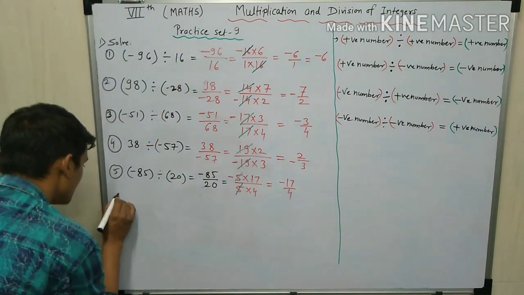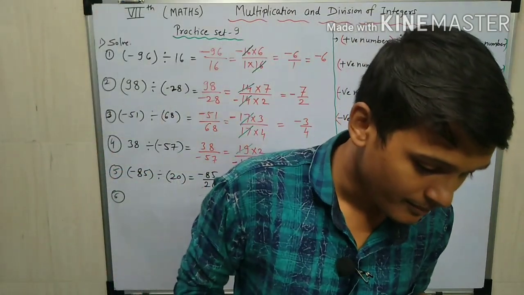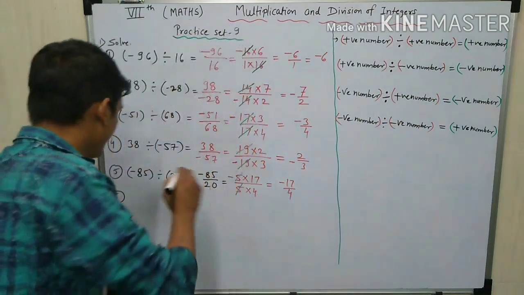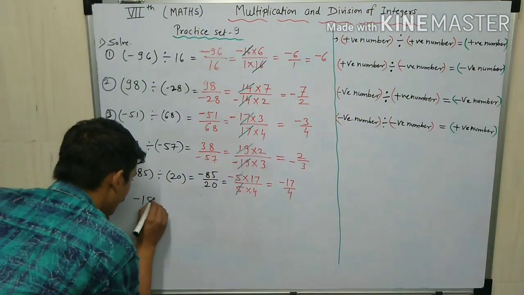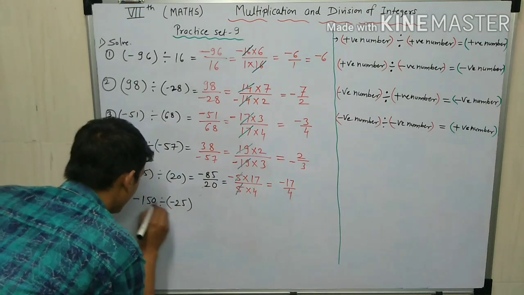Now sixth question is minus 150 divided by minus 25. Minus 150 divided by minus 25.